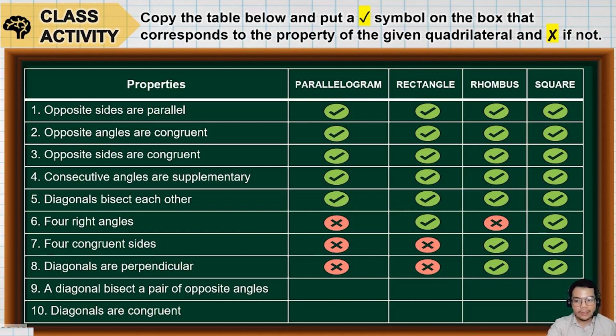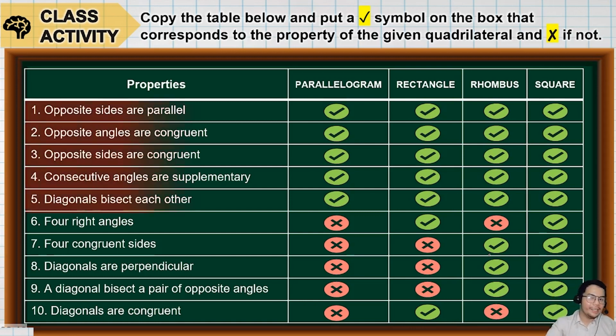Next, diagonals or a diagonal bisect a pair of opposite angles. Kaninong property yan? That is a property of a rhombus as well as a square, syempre. So, diagonal bisect opposite angles. Yan ay property ni rhombus. Hindi yan natin binanggit pagdating kay rectangle. And last, we have diagonals are congruent. That is a property of a rectangle. And as you can see, also a property of a square.